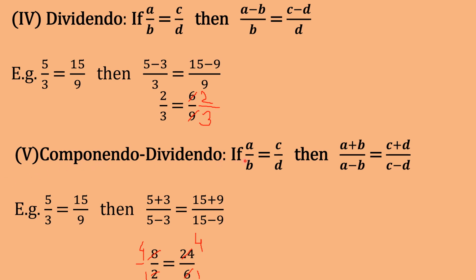So what is the property of componendo dividendo? If A upon B equal to C upon D, then A plus B upon A minus B equal to C plus D upon C minus D. Now students, we are going to solve our practice set 4.3 based on all these 5 properties. If you have understood these properties, then it is very easy to apply.